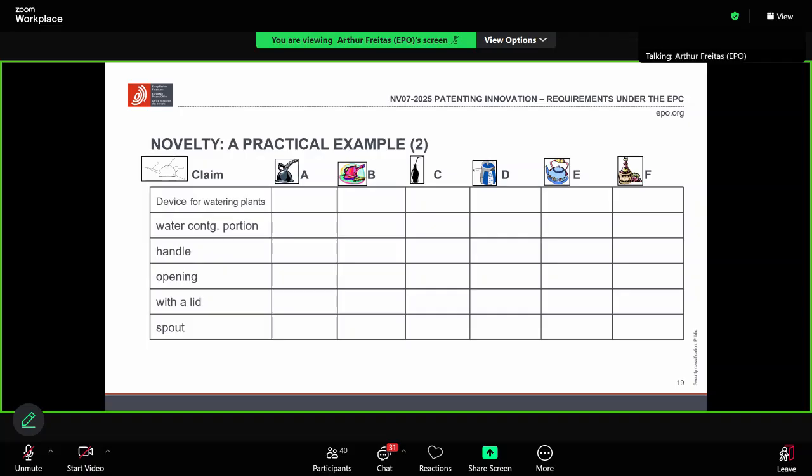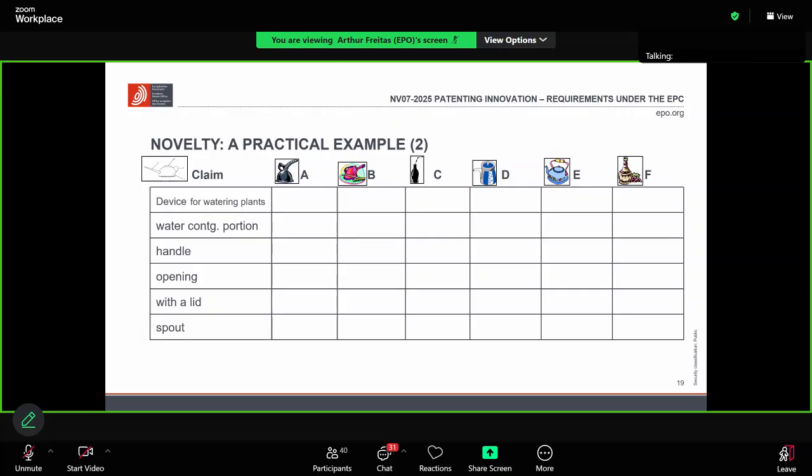Okay, so let's move to the second document, document B. Is it a device for watering plants? And the answer is yes, it's a device for watering plants. Does it have a water-containing portion? Yes, it does. A handle? Yes. An opening? Yes. And does it have a lid?